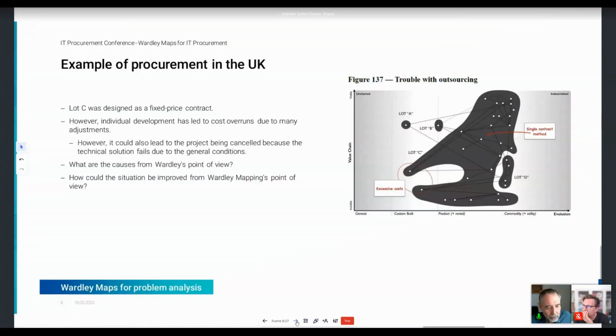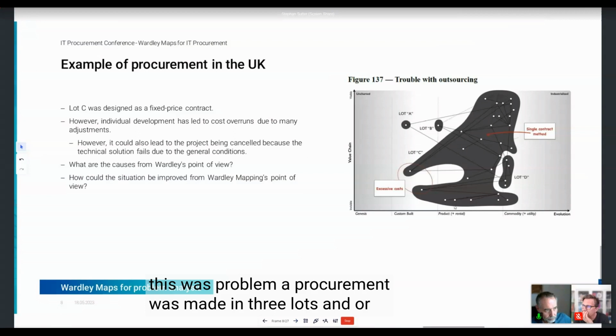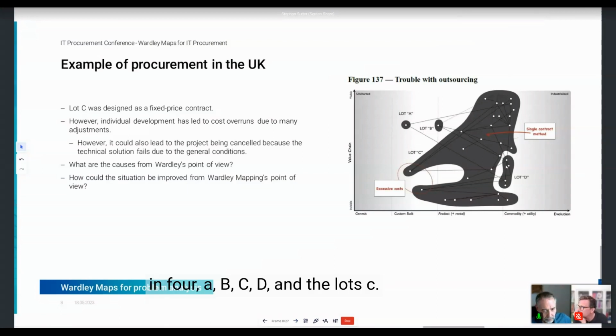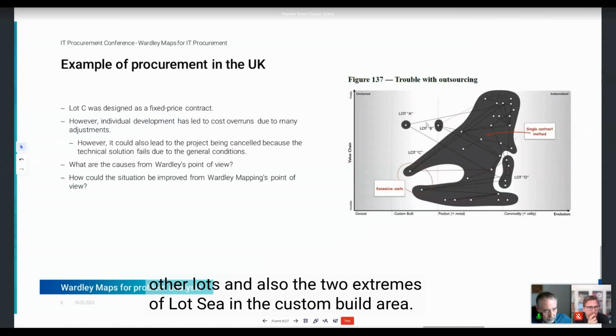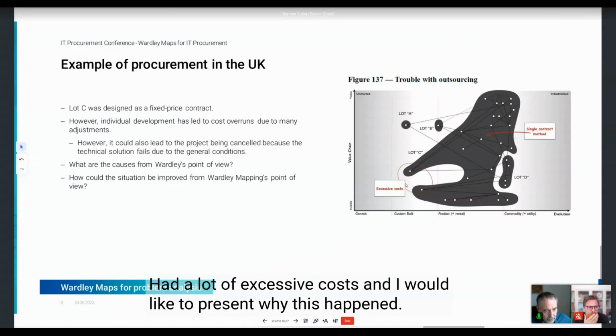Then this was a problem. A procurement was made in 3 lots, or in 4: A, B, C, D. And lot C, presented on the Wardley map, shows that it's very huge compared to the other lots. And also the 2 extremes of lot C in the custom build area had a lot of excessive cost. And I would like to present why this happened.